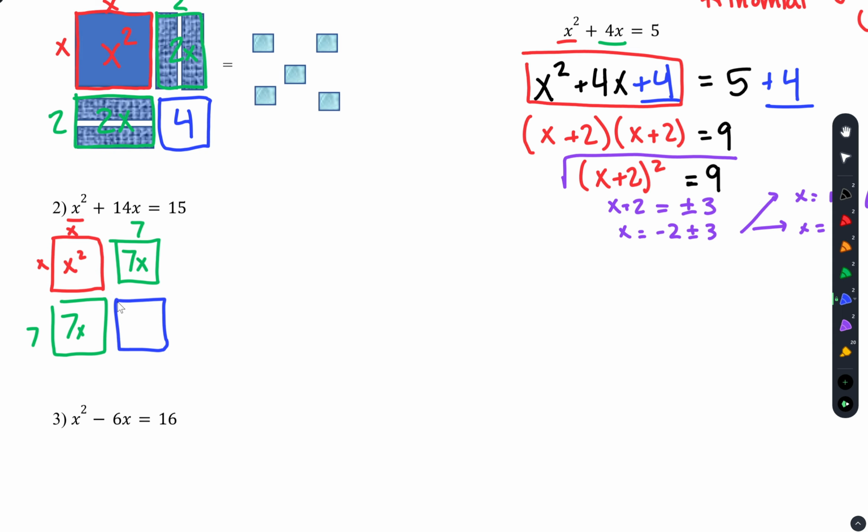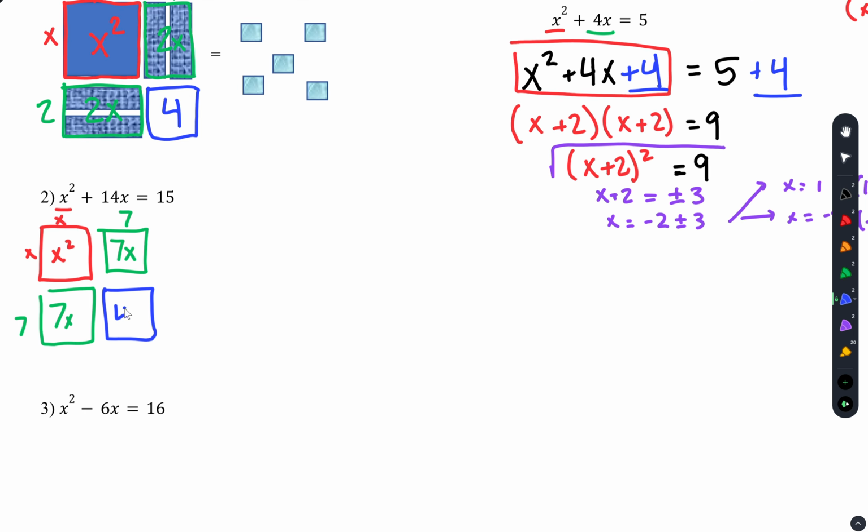We're thinking about multiplying, right? X times 7 is 7x. 7 times 7 is 49. 49 completes my perfect square, so I can think of this as x squared plus 14x plus 49 equals 15 plus 49. And then what I do to one side, I need to remain balanced on the other.